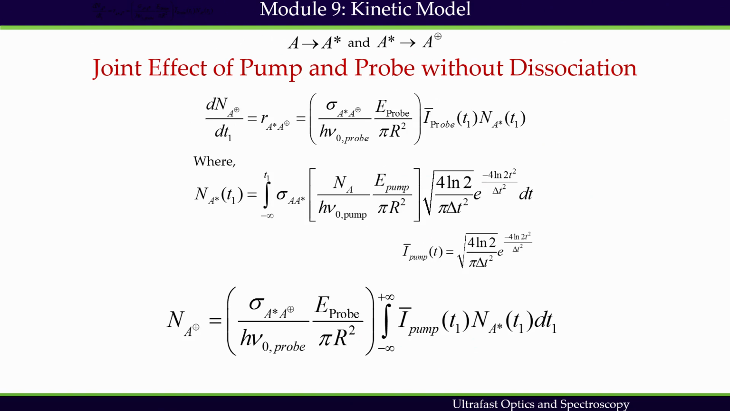Now, we will take a look at the joint action of pump and probe without invoking dissociation. So, our processes are the following. We have pump and then we have probe. We are creating a positive ion. This is the excited state, and we want to find out what happens if we monitor only the ion signal by a time of flight mass spectrometer.